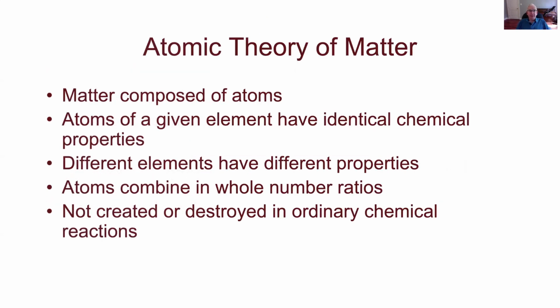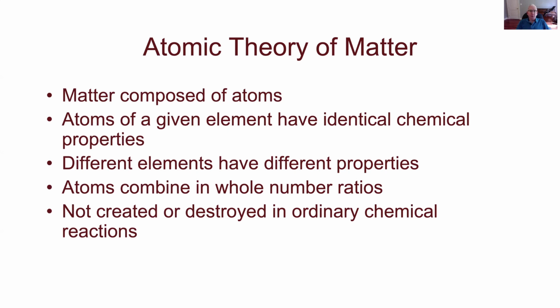Chemistry is based nowadays on what is known as the atomic theory of matter, sometimes called Dalton's atomic theory of matter, right? It says that all matter is composed of atoms. That could perhaps say all matter that is at least as big as the scale of atoms is composed of atoms, okay? Atoms of a given element have identical chemical properties, and atoms of different elements have different chemical properties. Those two things together mean we can tell them apart, right?